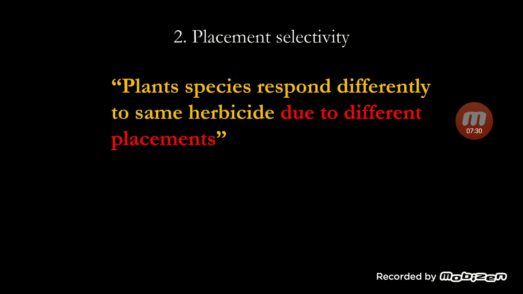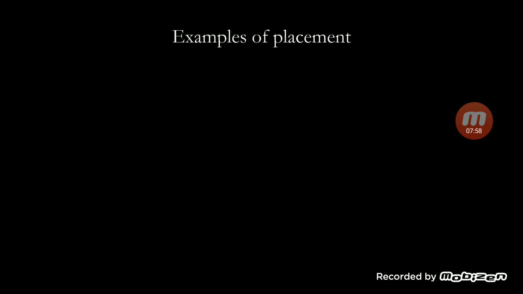Application, we can say plant species respond differently to the same herbicide due to different placement methods. Suppose a herbicide is a foliage applied herbicide and you are applying it as a soil application, then it may not kill, it may not produce the desirable results. So, plant species respond differently to the same herbicide due to different placements, and that is called placement selectivity.